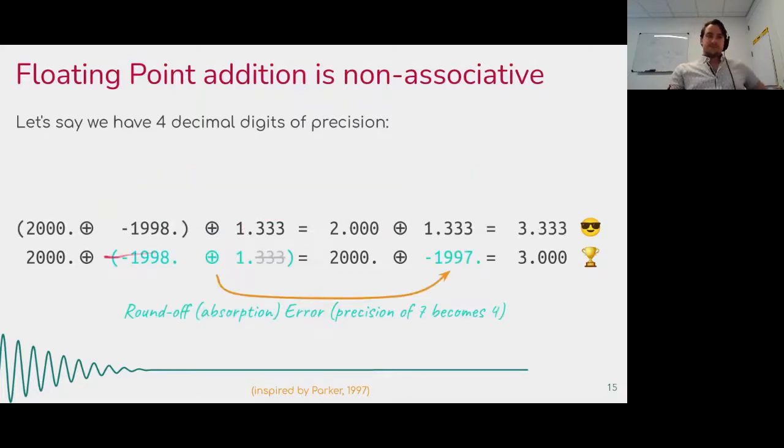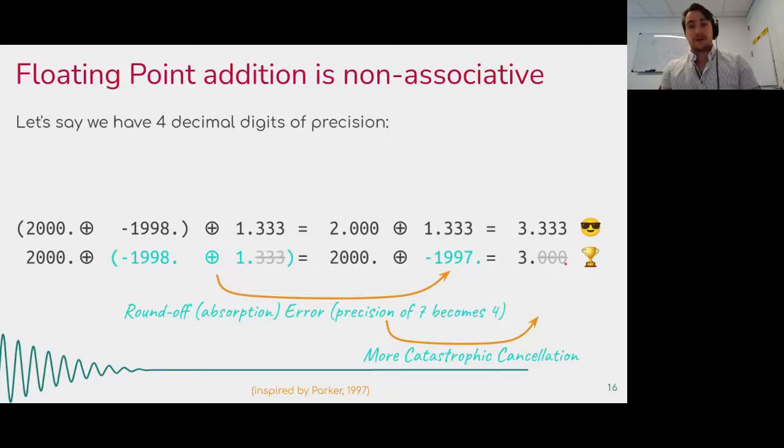Now we'll look at the other. In this case, we do our negative 1998 plus our 1.33 first, so we have to get rid of some digits. First of all, we start in a much better situation with 7 digits of precision, because we have 4 from over here and then these extra 3 that weren't captured in the 1998 value. However, we're going to have to throw away some of our 3s, so now we're down to 4. This is progress. But then we have this 2000 minus our 1997, which is more catastrophic cancellation, and we again end up with 1.